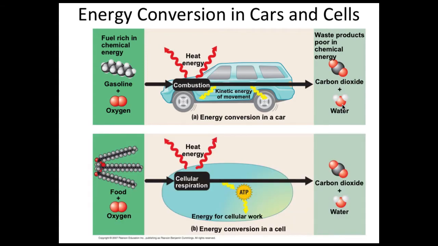Well, cells work the same way, except cells don't use combustion. Cells use cellular respiration to break down those foods, and cellular respiration requires oxygen. Heat is lost as a byproduct, and just like the car, carbon dioxide and water are created as waste products.